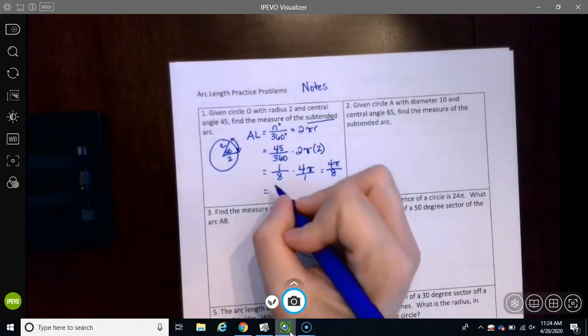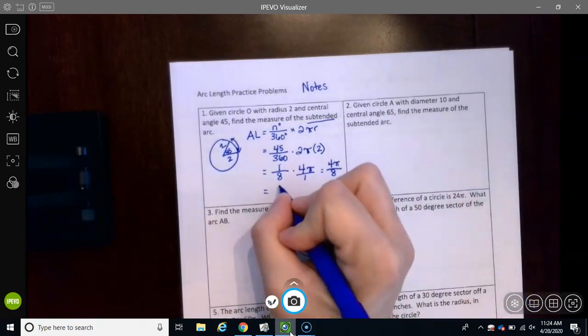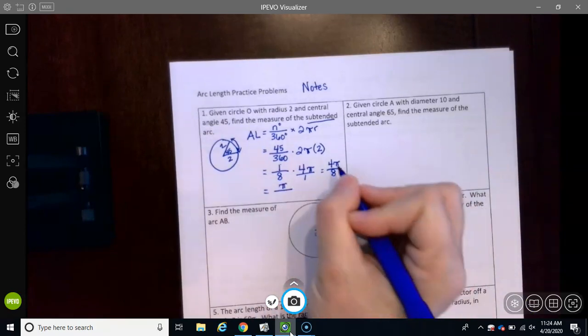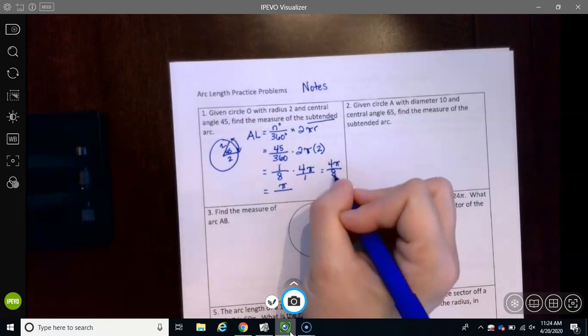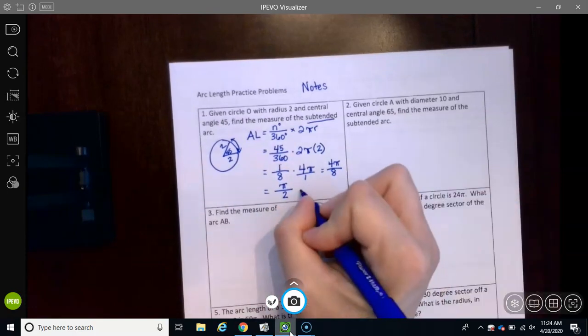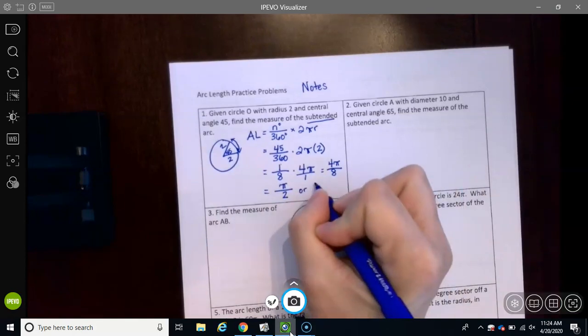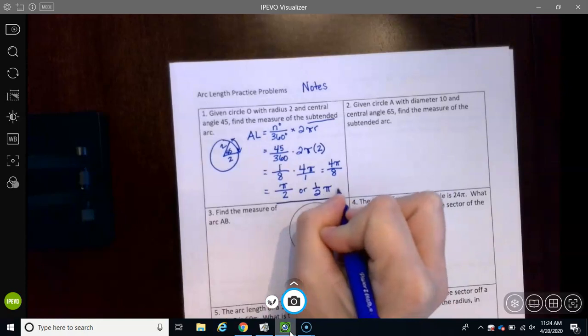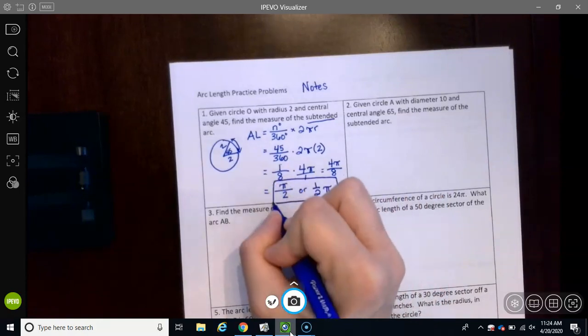4 over 8, 4 goes into both of those. So 4 divided by 4 gives me 1, so we have 1 pi, or just pi. And then, since we divided by 4, divide this by 4, 8 divided by 4 gives me 2. So pi over 2 is the correct answer, or 1/2 pi. Either way that you write it is correct. Or 0.5 pi, whatever you prefer.